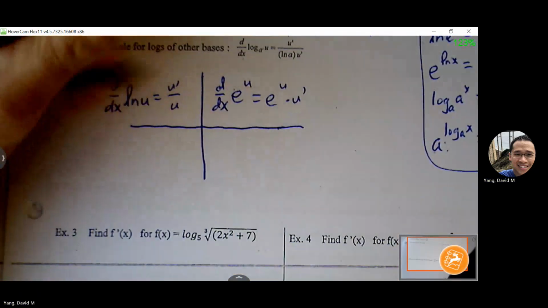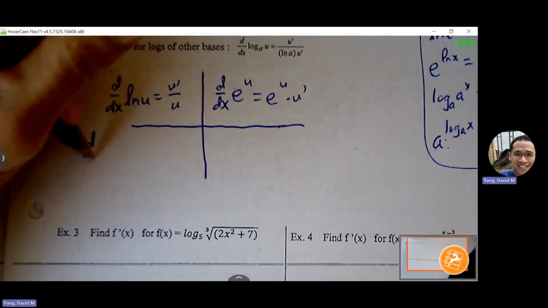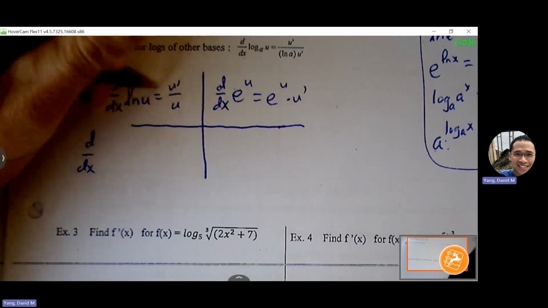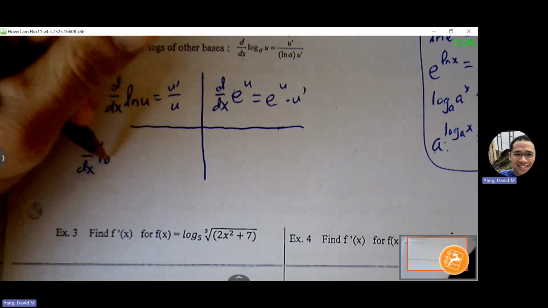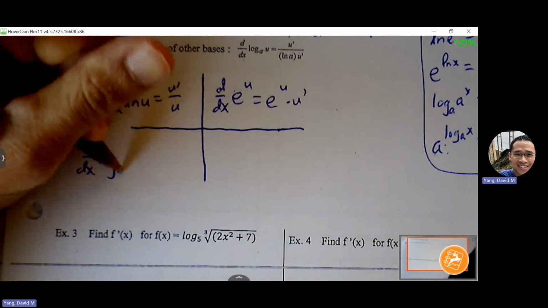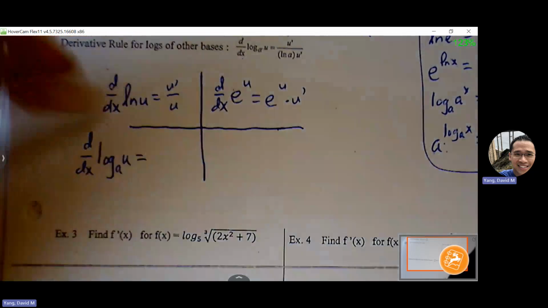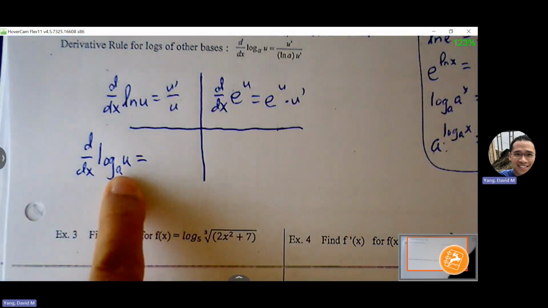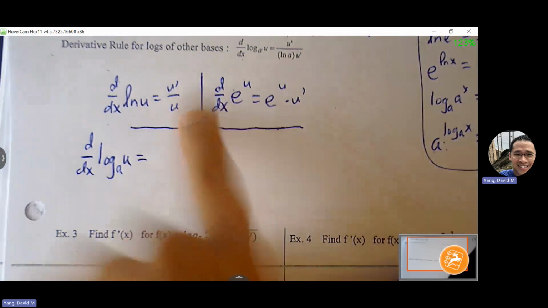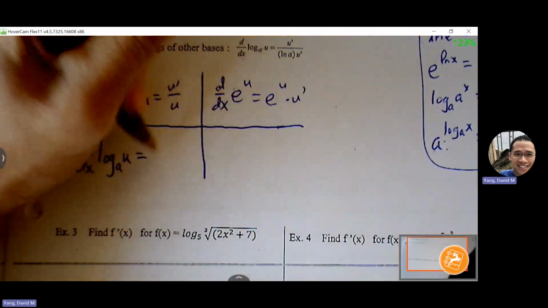So one of the rules is this: if I have the derivative of log base E, it's going to have a nice clean rule. But what if it was log base 2 or log base 3 or log base 4? We use log base A to represent any other base. If it's any other base, it's still u prime over u. Put that at the end, but there's something in front.